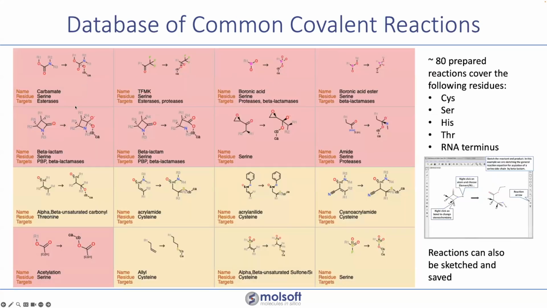We have inbuilt into ICM a number of pre-generated covalent reactions for serines, cysteines. There's over 80 prepared reactions that you can use. But if, for example, your particular reaction is not there, you can just edit this according to your chemistry. Or you can let us know, and we can try and add it to this database as well. So that we have reactions for cysteine, serine, histidine, threonines, and RNA as well.